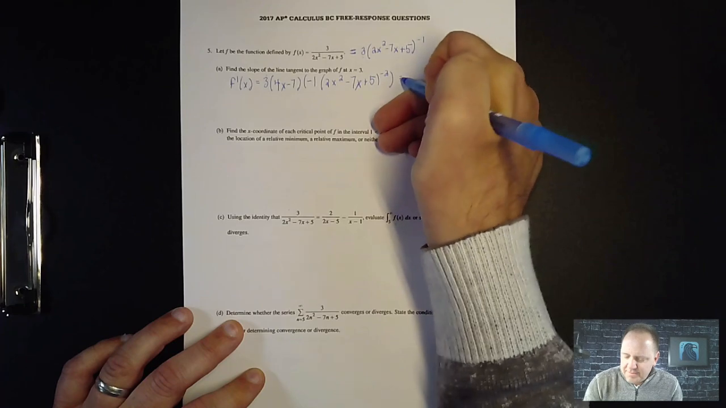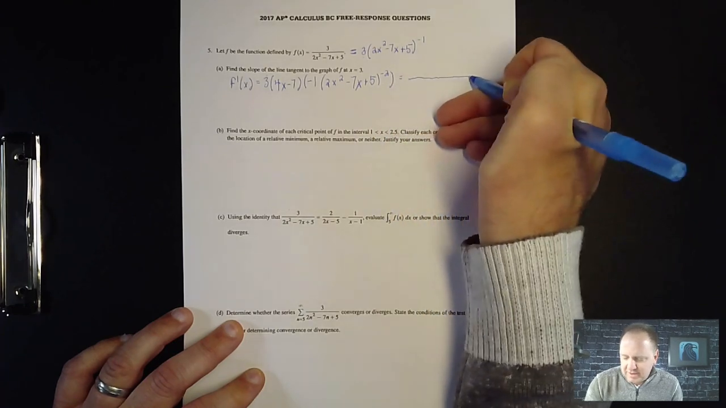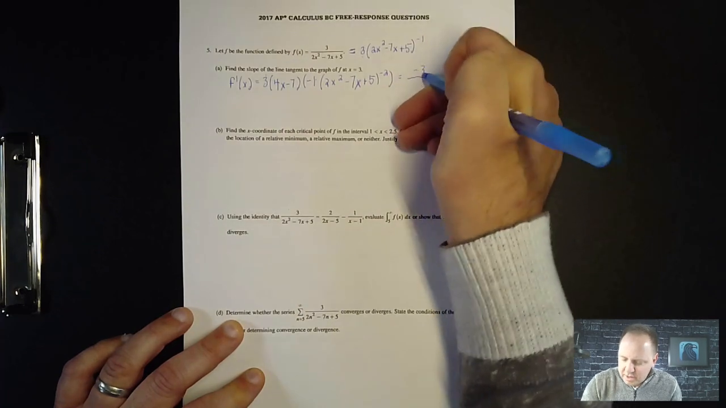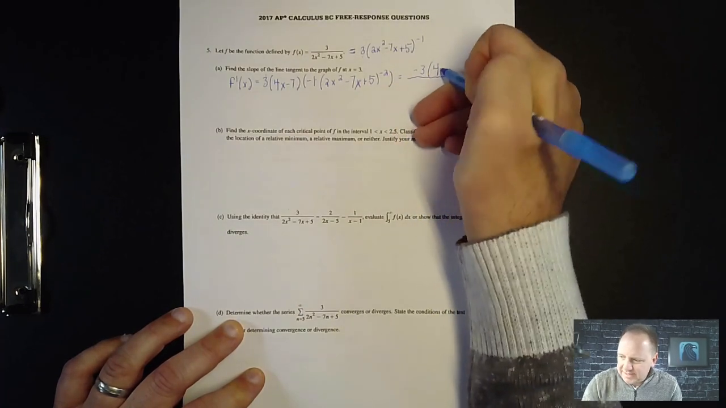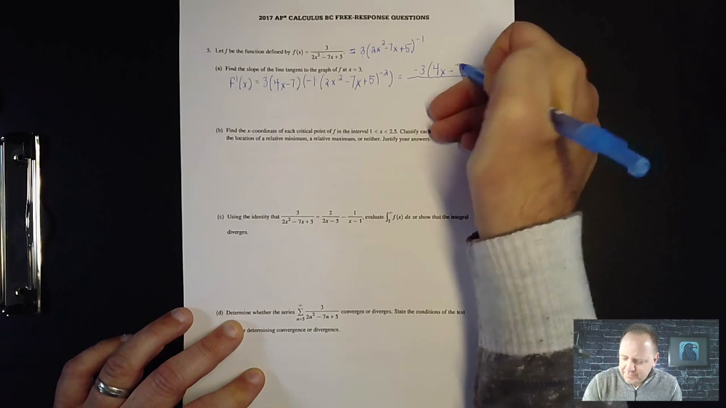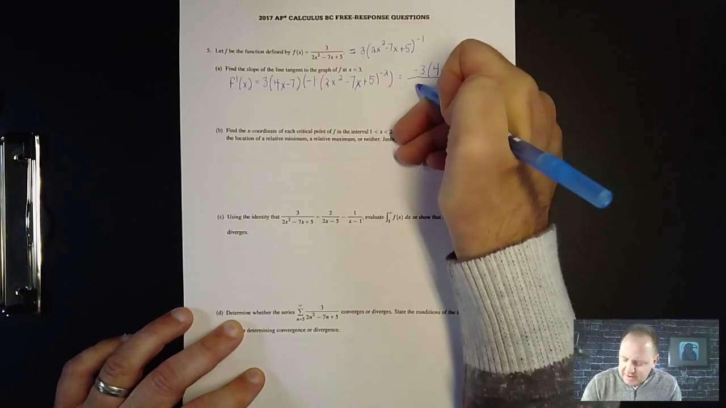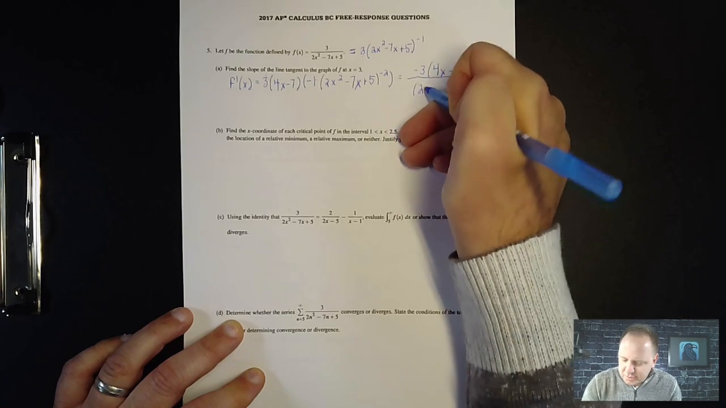I would clean that up. Now I'm not going to expand this top, right? The negative and the 3 all times the 4x minus 7 all over, so that takes care of that, all over the bottom squared.